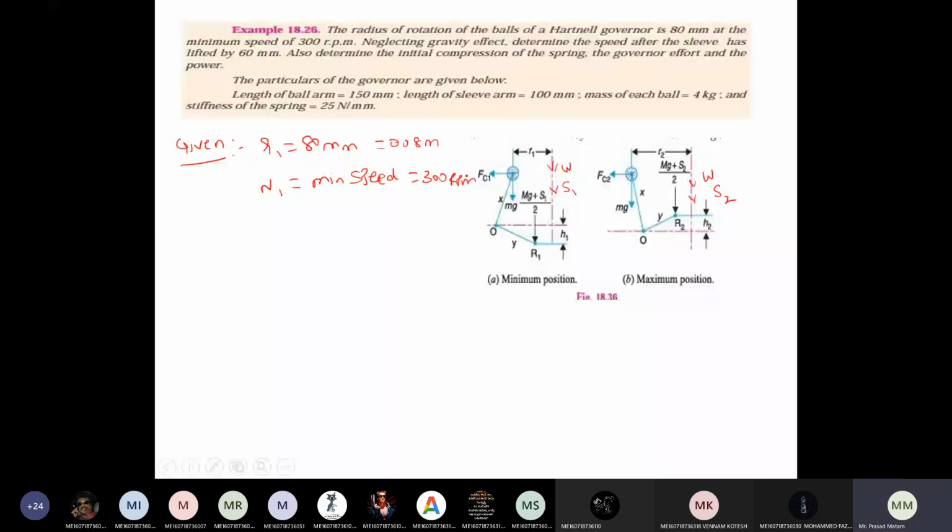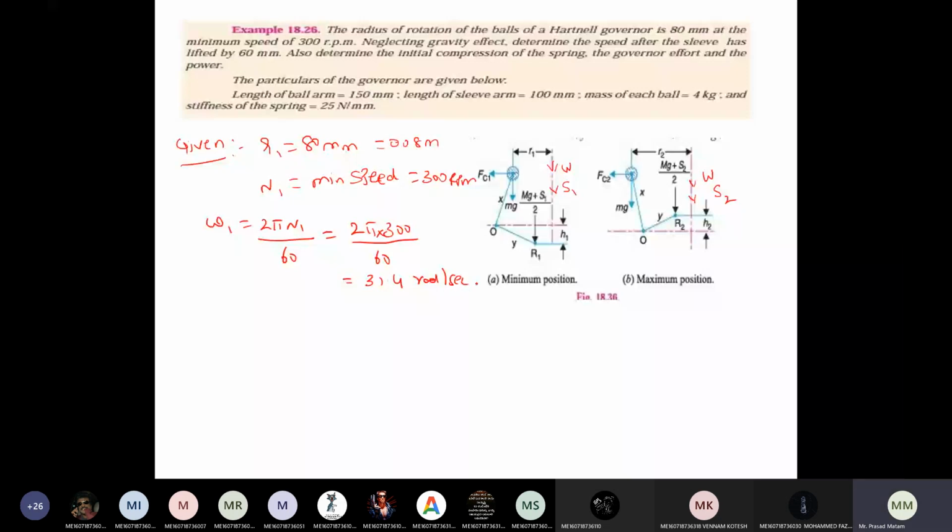Next, omega 1, the angular velocity of the governor. What will omega 1 be? Can anyone answer? That is 2 pi N1 by 60, that is 2 pi into 300 by 60. Can anyone solve this and give me the value of omega 1? When I solve it, it comes as 31.4 radians per second.